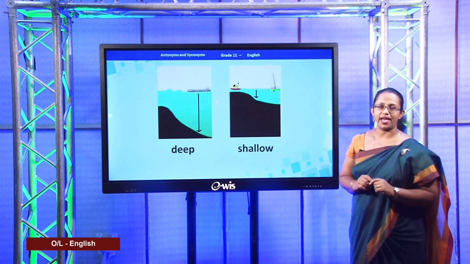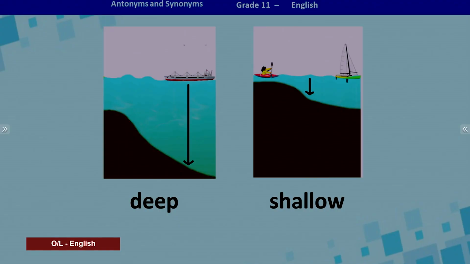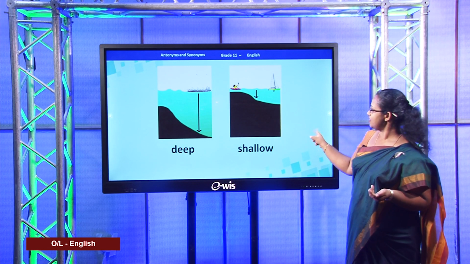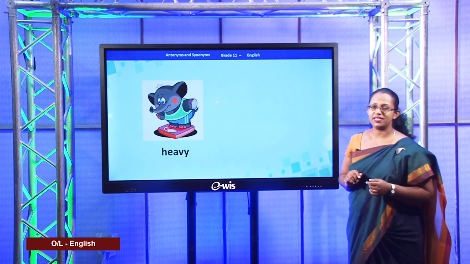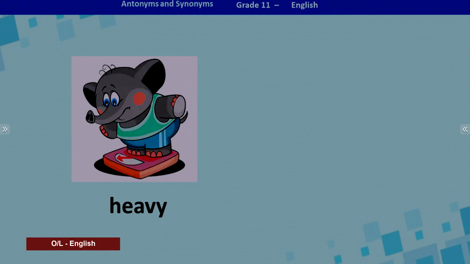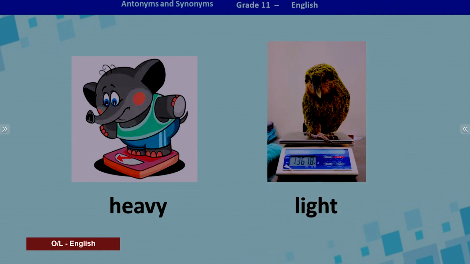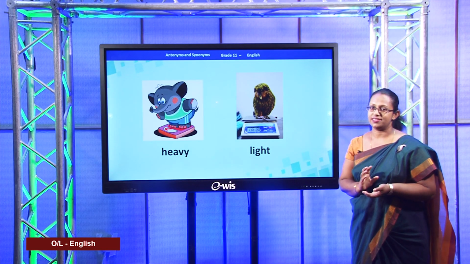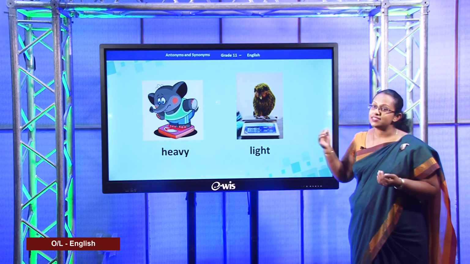Look at these two tanks. The first one is deep and the second one is shallow. So, the opposite of deep is shallow. Another example, you can see a big elephant on a scale. He is amazed to see the scale because he is heavy. And look at this one. A tiny bird is on a scale. It is not as heavy as an elephant. So, we can call it light. So, the opposite of heavy is light.